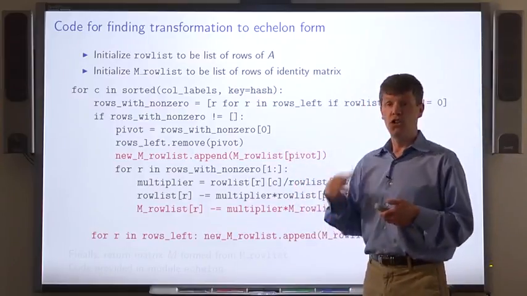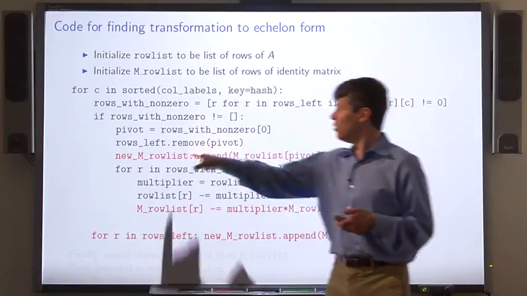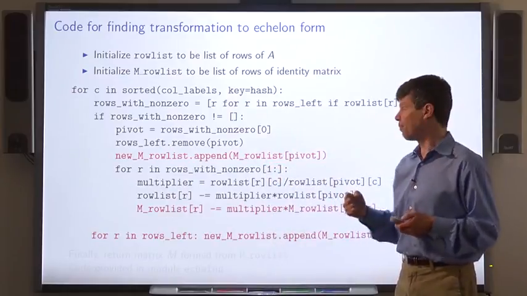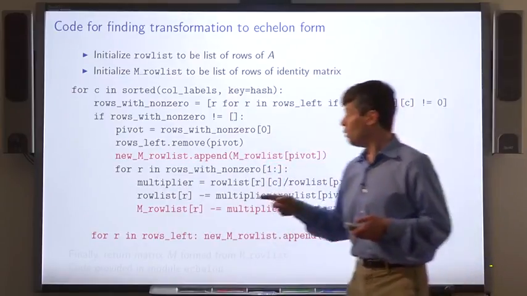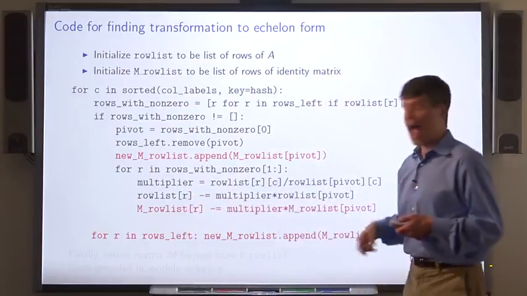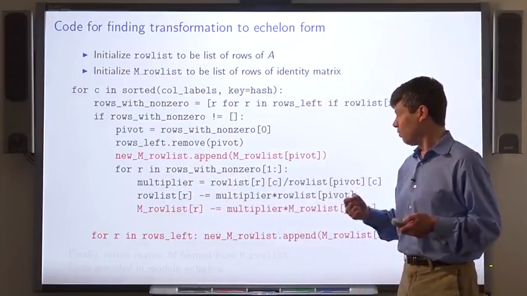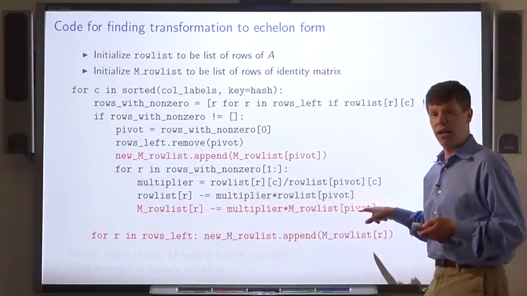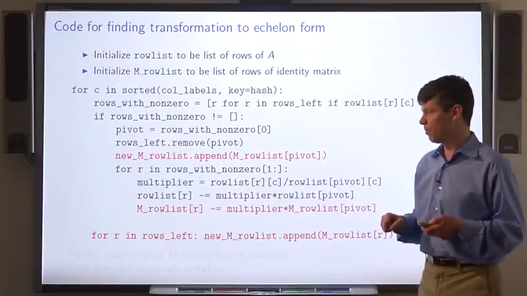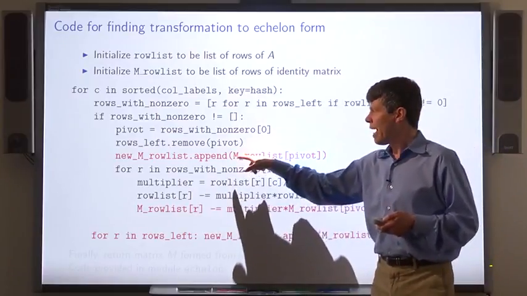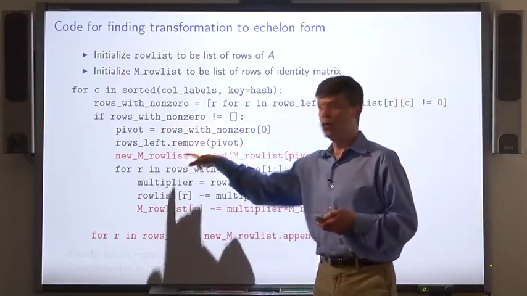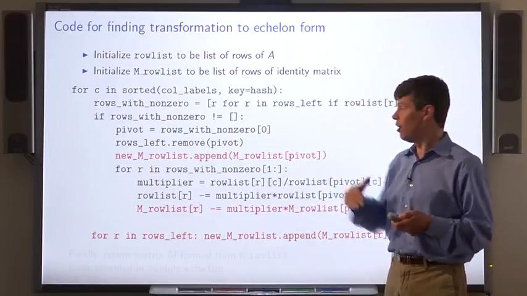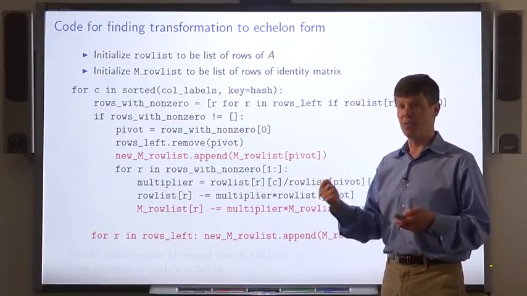Every time we choose a pivot row, we append to new M row list the corresponding row of M. And then when we do an operation that adds a multiple of some row to another row, we do the same operation on the matrix M, represented by M row list. Now we've been appending the pivot rows to new M row list. So that takes care of all the rows of M in order that correspond to pivot rows.